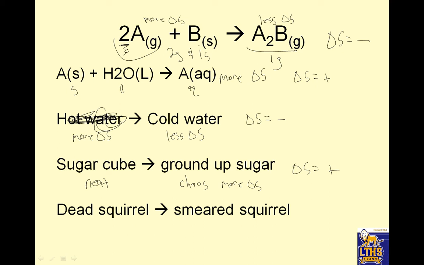Well, this, I could smear it in a bunch of different ways. So it's like shuffling it and smashing it around. It's more chaos, more of a mess. More of a mess means more disorder. So delta S is positive.